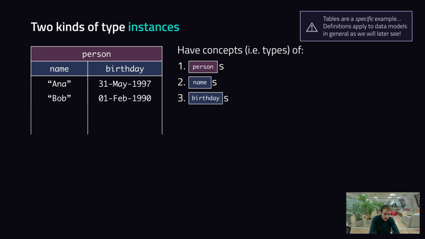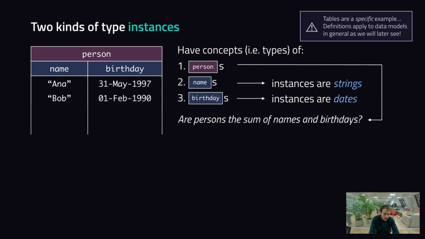In this example, we have concepts, i.e. types of persons, we have a concept of names, and we have a concept of birthdays. Two of these types are pretty easy to describe further. So the instances of names are very clearly strings in this example. Anna is a string, Bob is a string, and we could think of many other strings as instances of name. Similarly, birthdays are just dates, so the instances of that concept are, again, values, date values. But what about the concept of person? So maybe we could, as a first guess, say, in our example, persons are just the sum of names and birthdays.